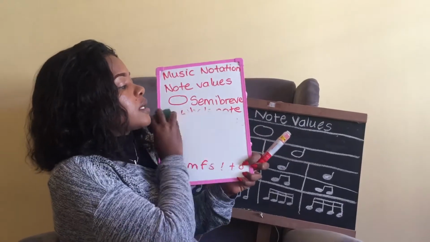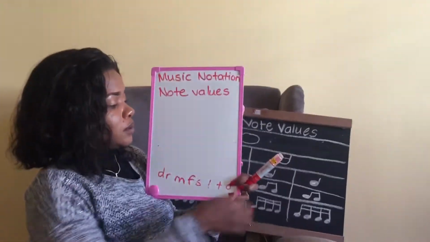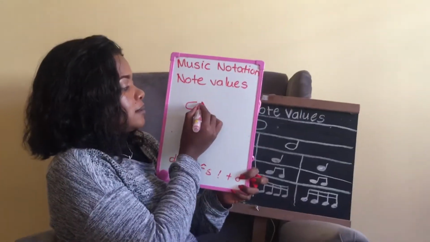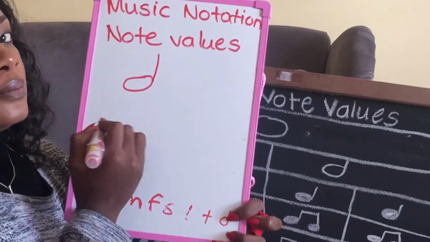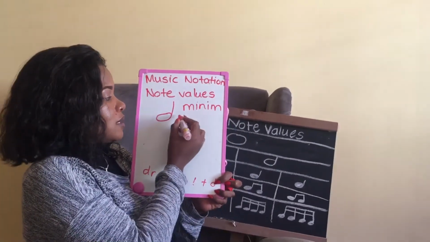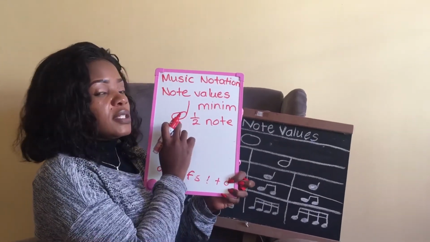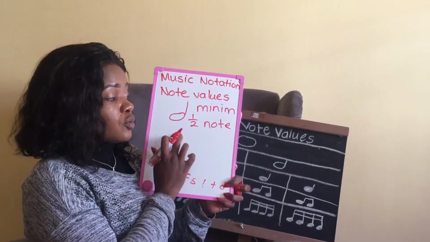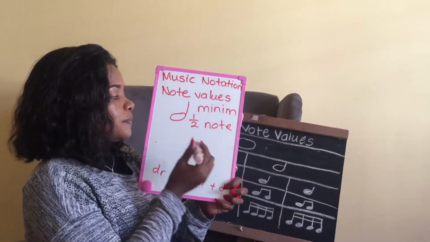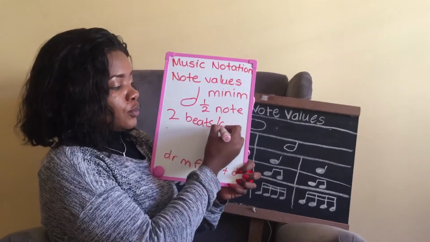Now moving on to the next note. Our next note is called a minim. You draw a head and a stem. It is also known as a half note, in the sense that 2 of these give us 1 whole note. 2 minims give us 1 semibreve. This one has 2 beats or 2 counts.